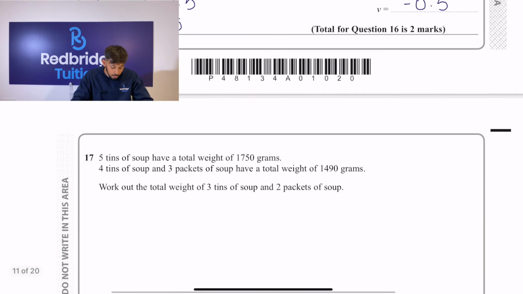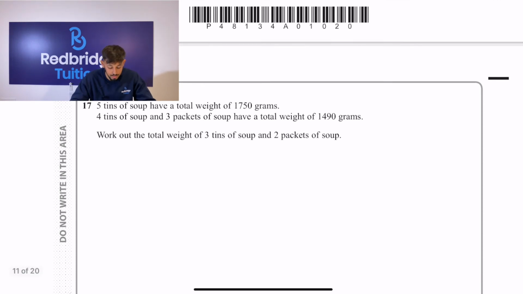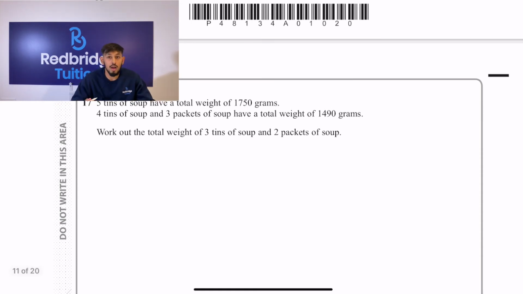Now, question number 17. We've got 5 tins of soup that have a total weight of 1,750 grams. 4 tins of soup and 3 packets of soup have a total weight of 1,490 grams. And our question is to work out the total weight of 3 tins of soup and 2 packets of soup. Now, the way to work out this question is by initially working out the amount of grams 1 tin of soup is and 1 packet of soup is.